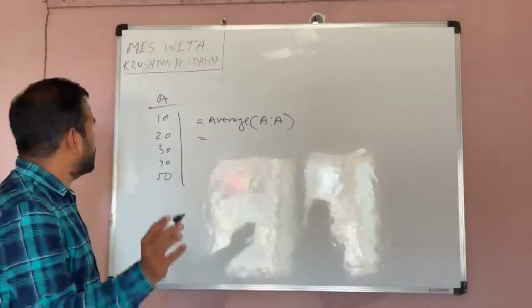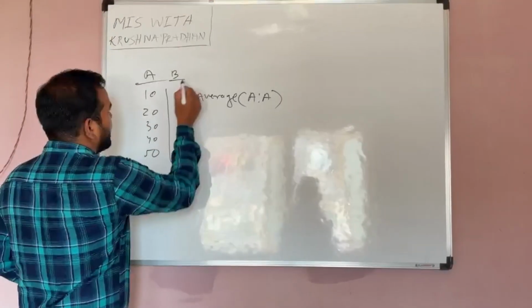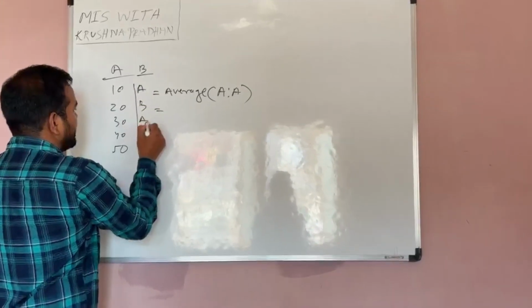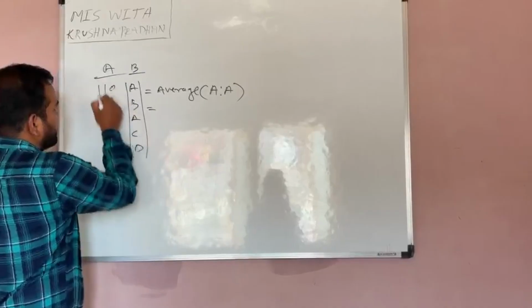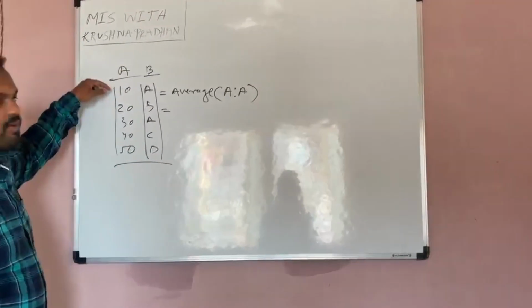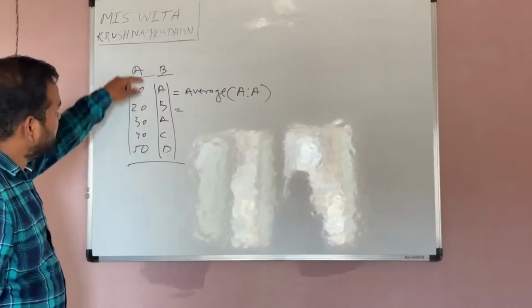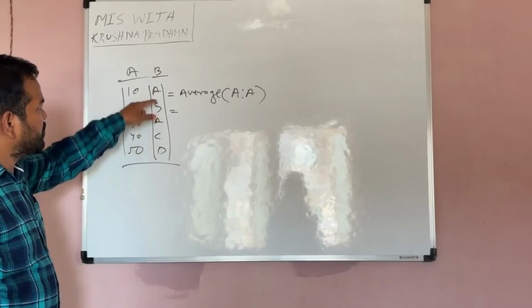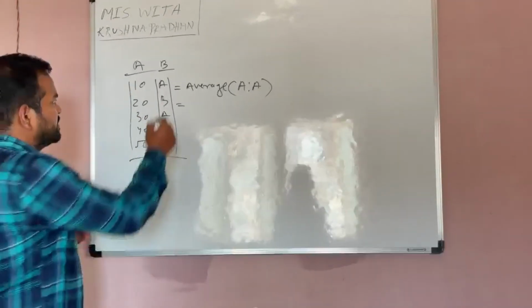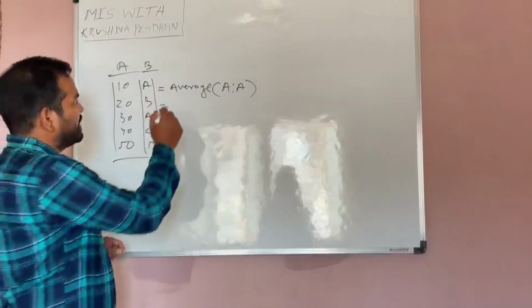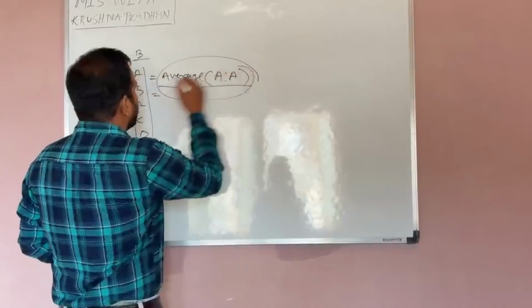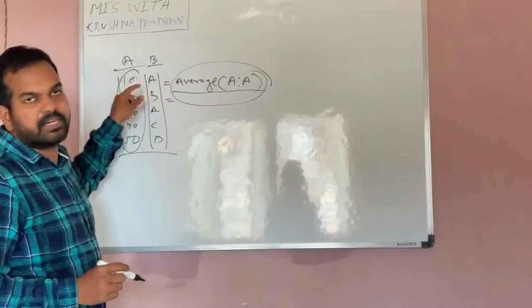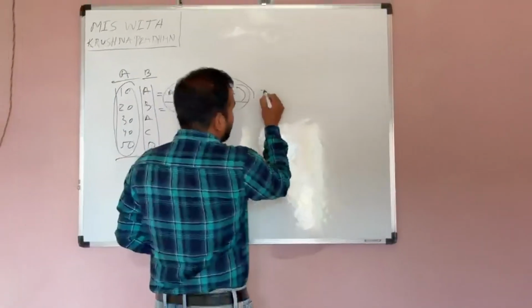Suppose there is another column, B column, tagged with the letters A, B, A, C, D. In A column we have the values 10, 20, 30, 40, 50, and in B column there is a tagging for these numbers. If I want to take the average of any letter here, I cannot simply write the average formula, because it will give me the average of all these numbers. If I want to filter it with a condition, then there comes our average if formula.